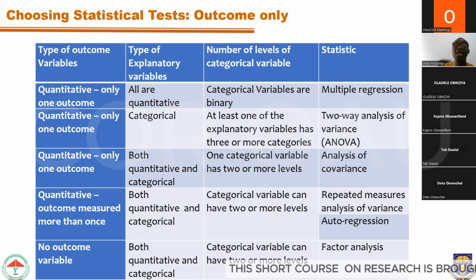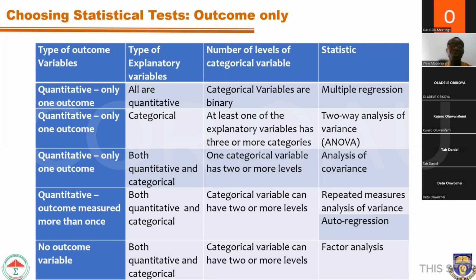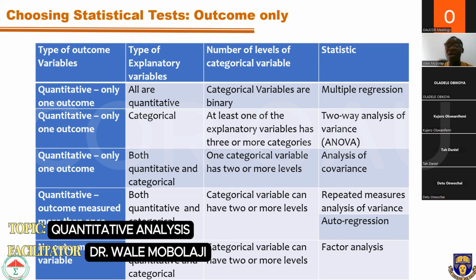But then you have to turn the outcome to binary. Also, if your outcome variable is quantitative, and you have explanatory variables that are both quantitative and categorical, and that categorical variable has 2 or more levels, you could use analysis of covariance. Remember, you have both quantitative and categorical variables among your explanatory variables. Once we are combining quantitative with categorical, you could use analysis of covariance if you are not running a predictive analysis. If it's predictive analysis, then you go to multiple linear regression.